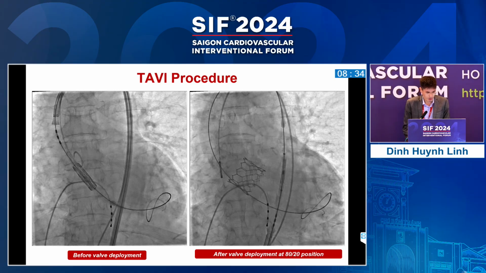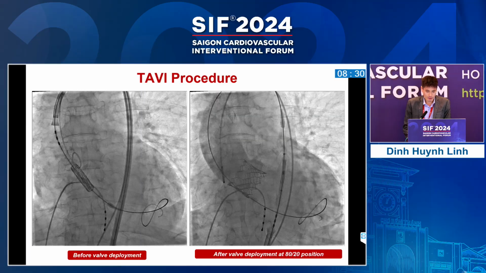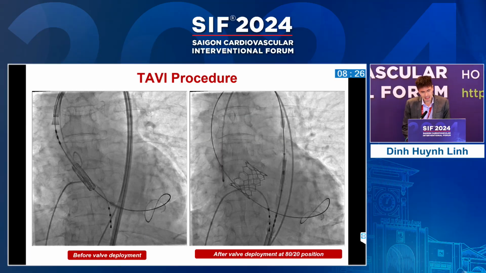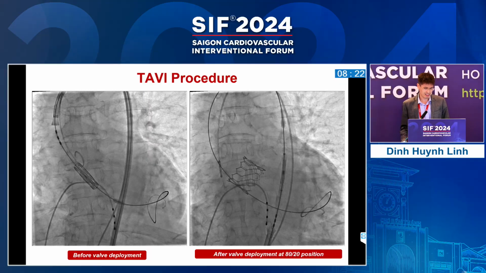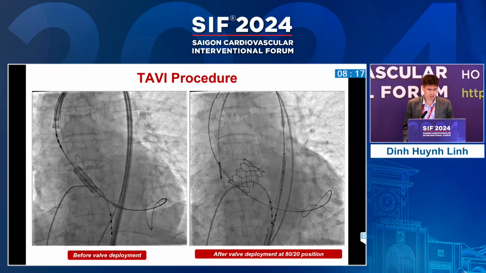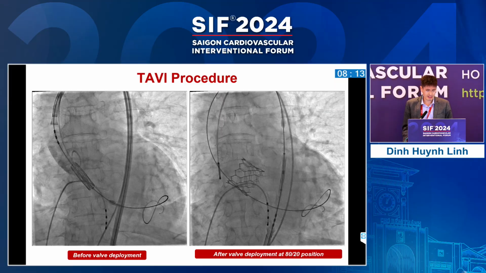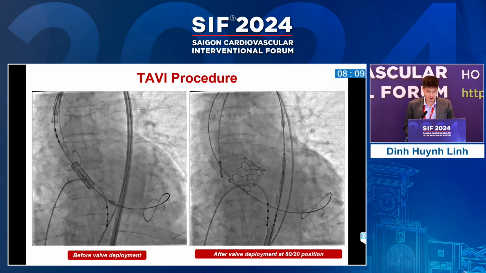You can see that we try to aim the valve a little bit low, but then when we inflated the valve, I don't think it was 80/20. It is a little bit like 90/10. But it looks pretty fine for me, and you can see the aortogram here. The coronary flow was still okay. So we are okay, happy.